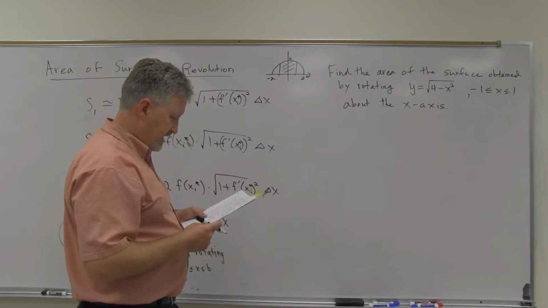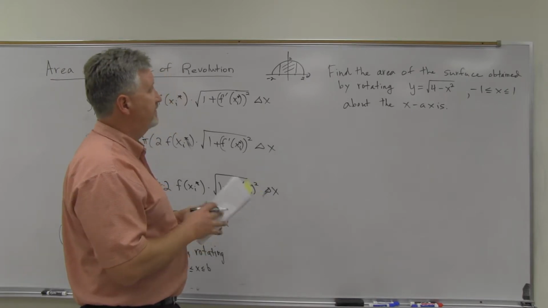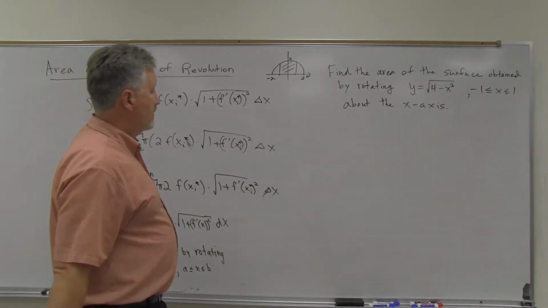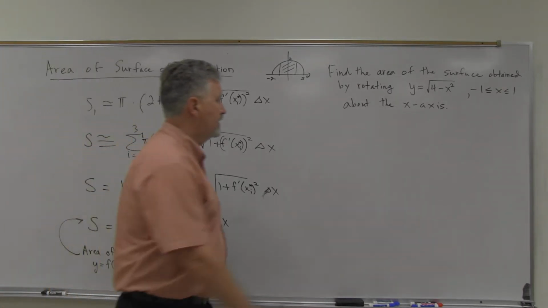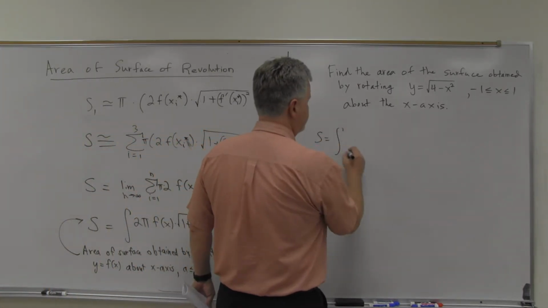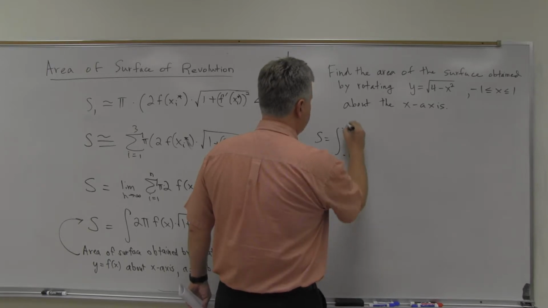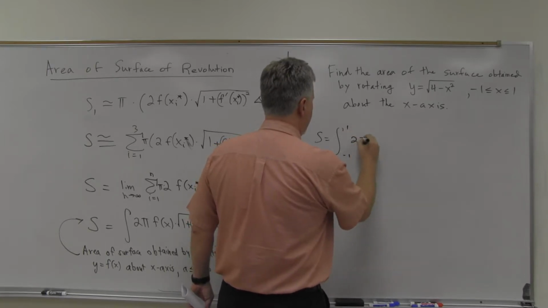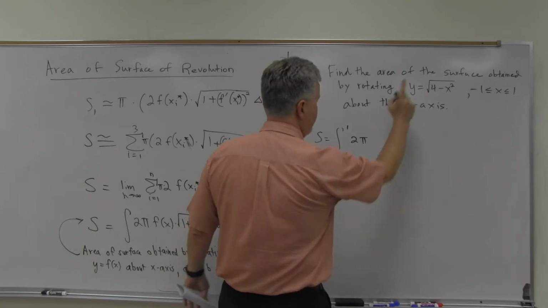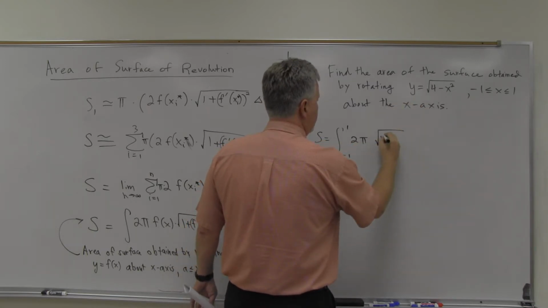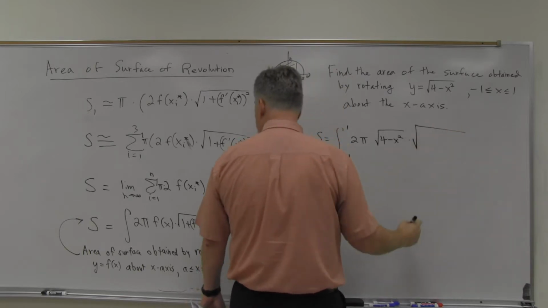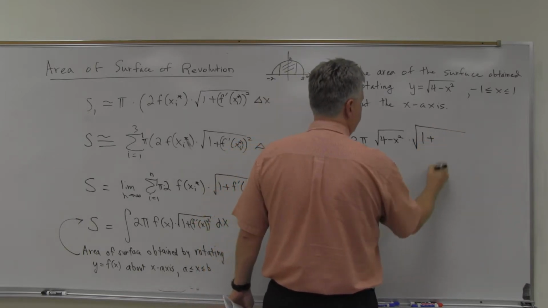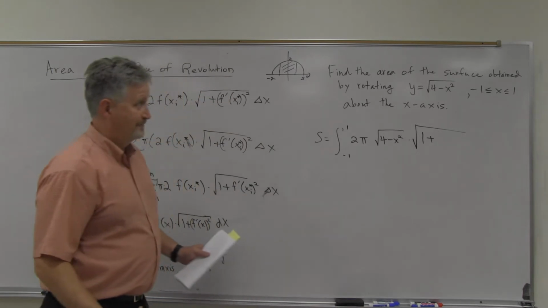Let's see what this is. Well, we got the formula. Rotate about the x-axis, all that good stuff. So, surface area would be the integral from -1 to 1 of 2 pi f of x, so that's f of x, the square root of 4 minus x squared, times the square root of 1 plus the derivative squared.